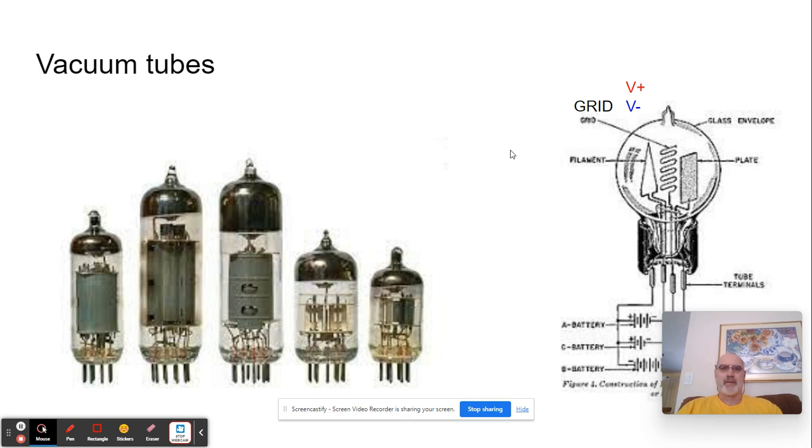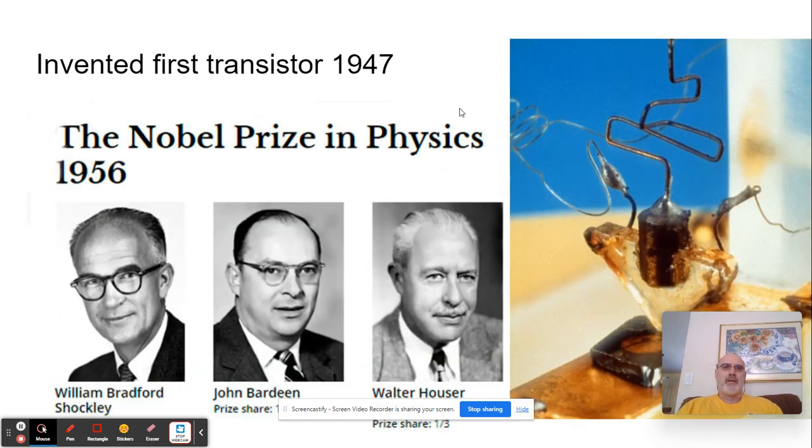And in 1947, the team of William Shockley, John Bardeen, and Walter Brattain co-invented the first transistor, which was a semiconductor device. Here's a picture of possibly the first transistor ever created, and you can see it is a thing of beauty.